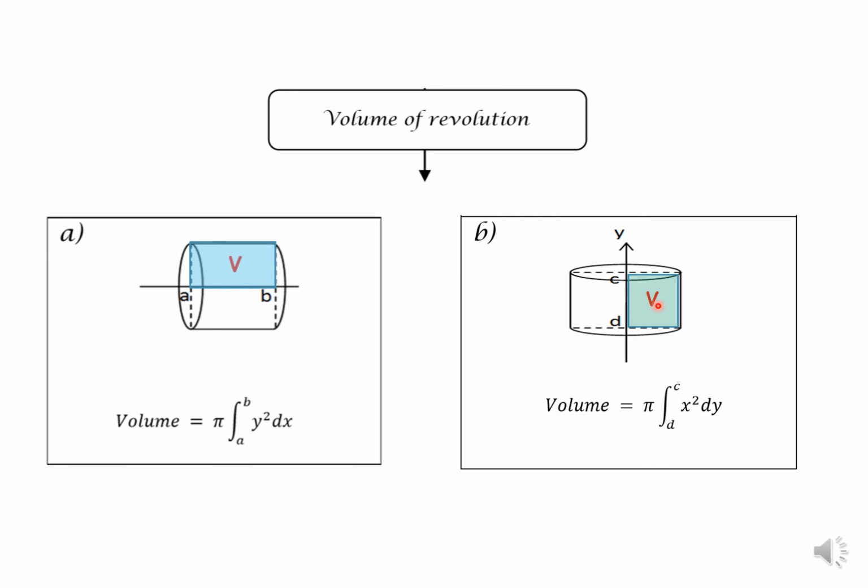If V is the volume of revolution when the shaded region is rotated completely about the y-axis bounded by y equals d and y equals c, volume can be determined by pi times integrate from lower limit d to upper limit c of x squared with respect to y.